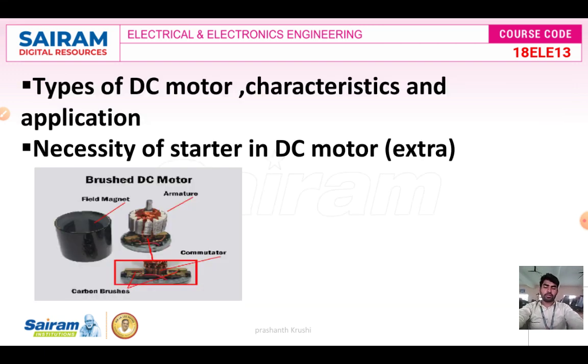So, types of DC motor and characteristics and application. Necessity of starter for a DC motor is the extra concept. Types of DC motor: we have shunt motor, series motor, compound motor, right? Separately excited DC motor is also there, but shunt motor, series motor, compound motor are very important from the examination point of view. And characteristics: speed versus torque, torque versus armature current, and speed versus armature current. Okay, and for the series motor also speed versus torque, torque versus armature current, and armature current versus speed, right?